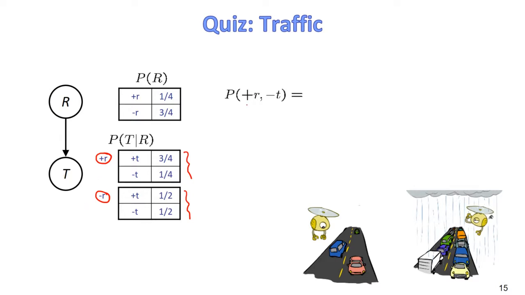Now I want to compute P of plus R and minus T. How can I do it? Any ideas? How can I do it using the Bayes net? The main rule says the joint distribution is equal to the multiplication of the conditional probabilities, for each variable. So for each variable, what is the conditional probability and how can we get it? Any ideas?